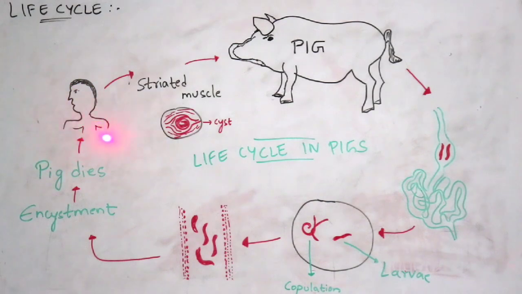After the death of the pig, it will be again consumed by man, and again the life cycle in man takes place, which I have explained before, and then it will again be consumed by the pigs. The striated muscles affected in humans will enter the pig again, and the total life cycle takes place within the pig and also in the humans. I have forgotten to tell you one point in the life cycle of human.